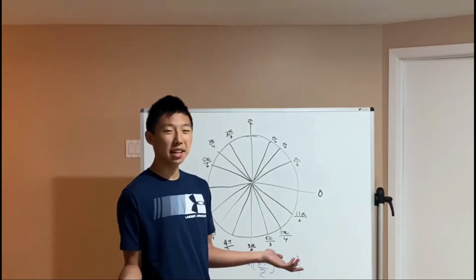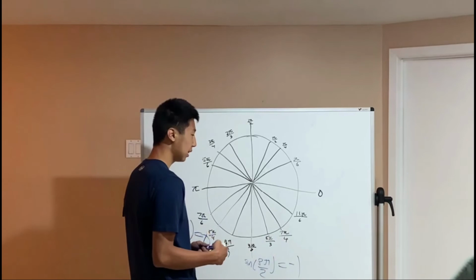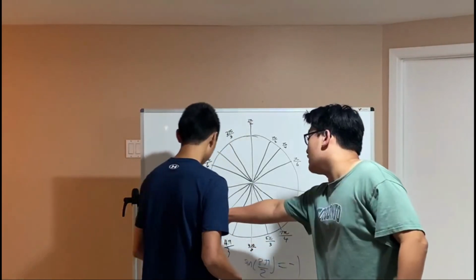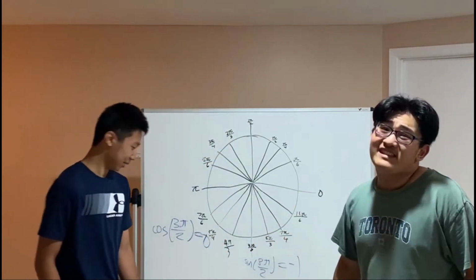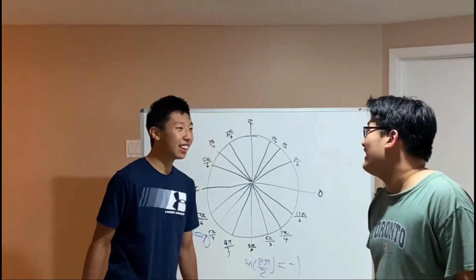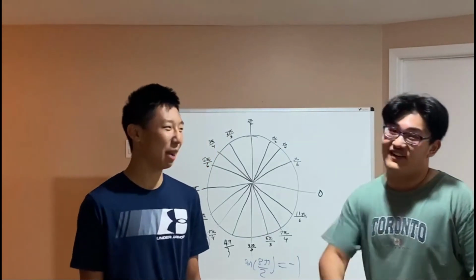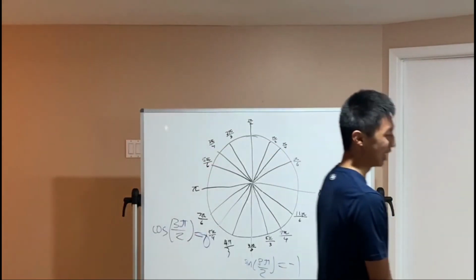And what's tan? Well, tan is simply sine over cosine, and there's 0. That's kind of a problem. I think that means it's undefined. It's undefined.